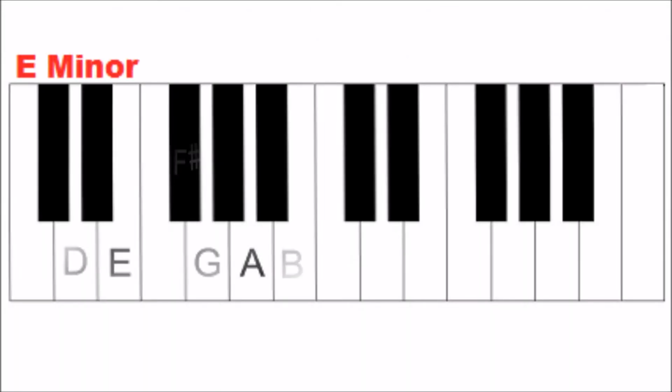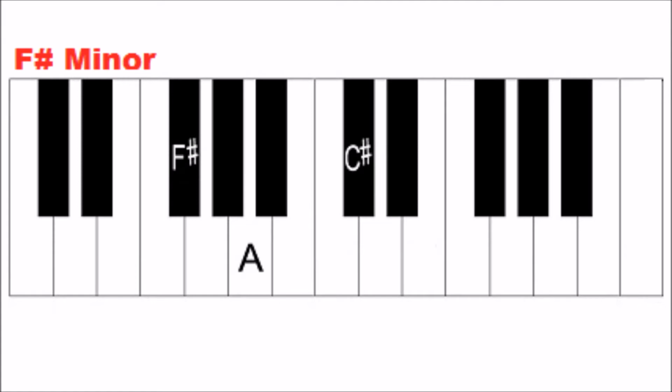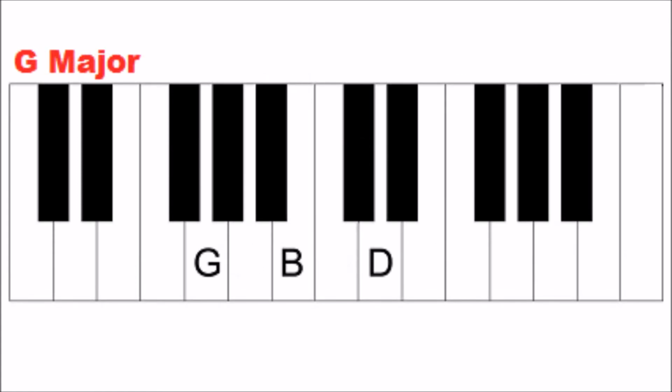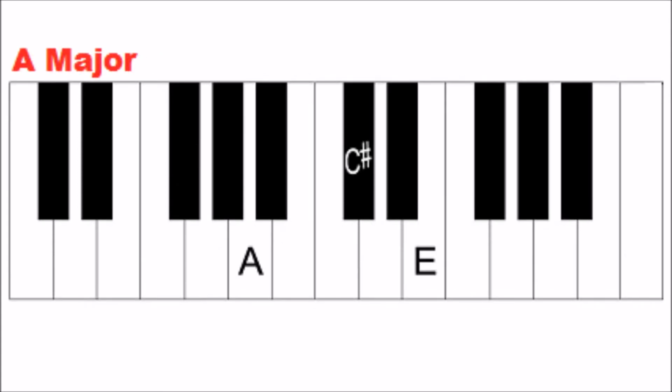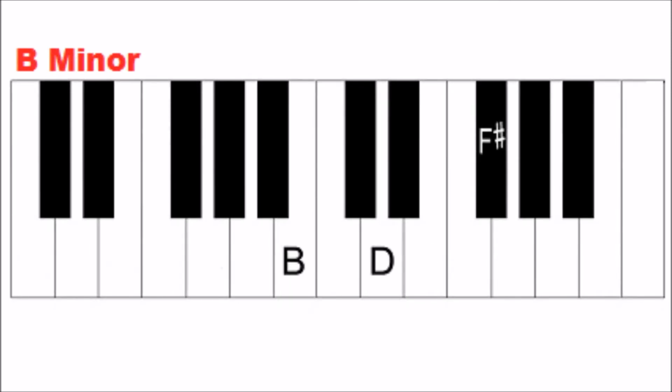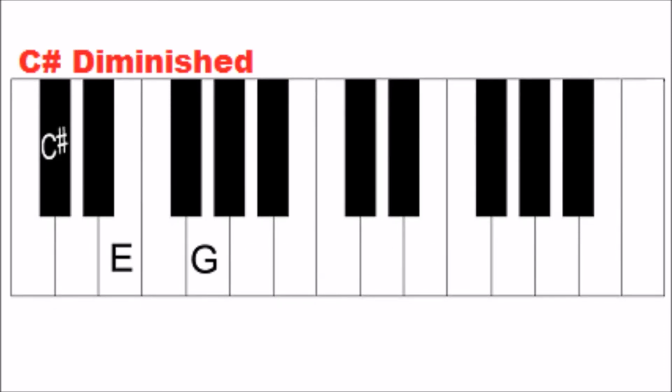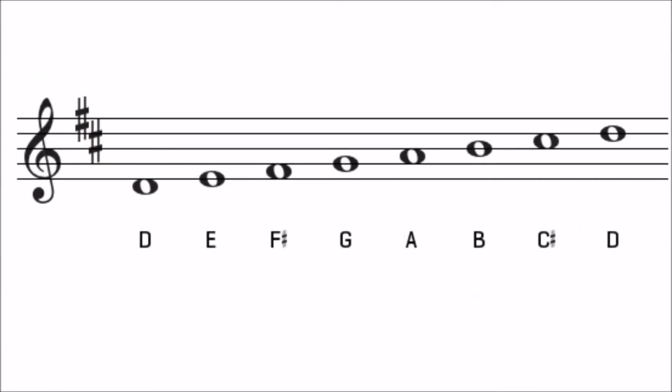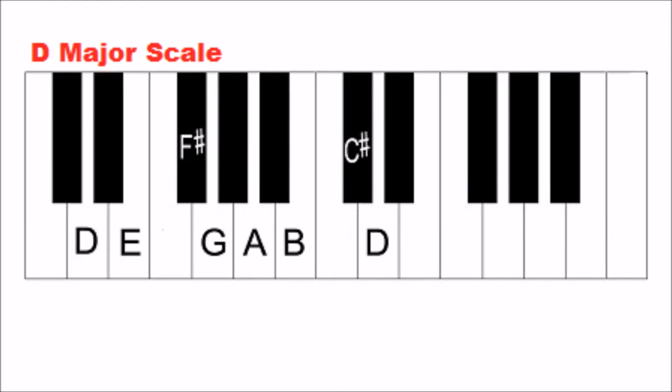The chords in the key of D major are D major, E minor, F sharp minor, G major, A major, B minor, and C sharp diminished. Every one of these chords makes use of the notes of the D major scale. When coming up with chords in a key, you may only include notes that are in that specific key.